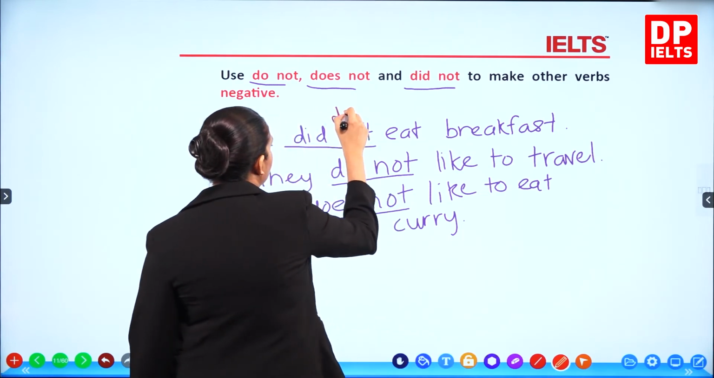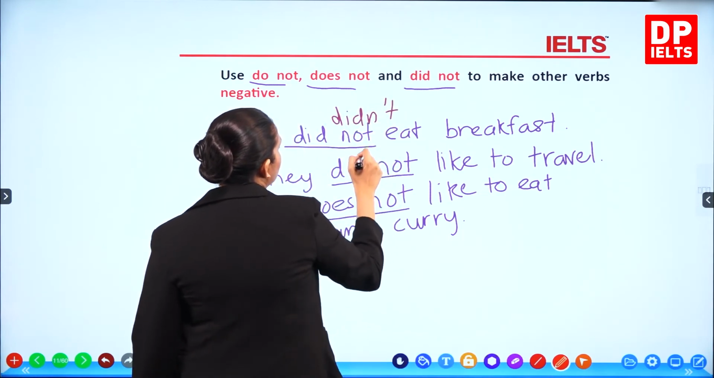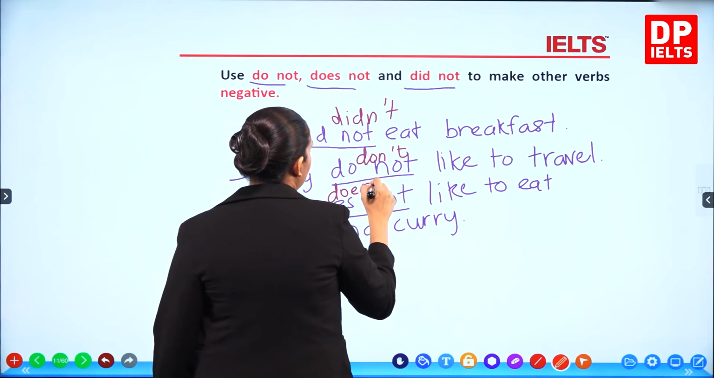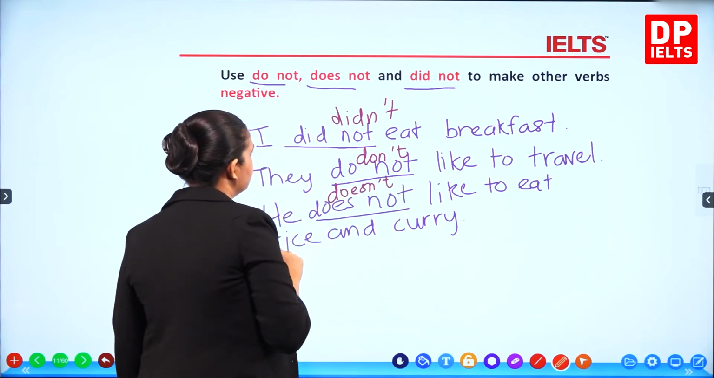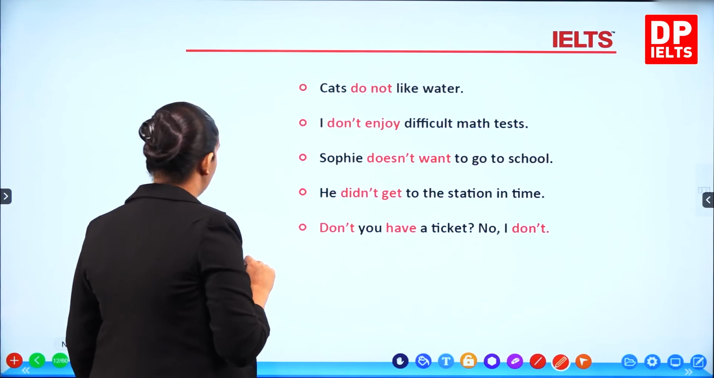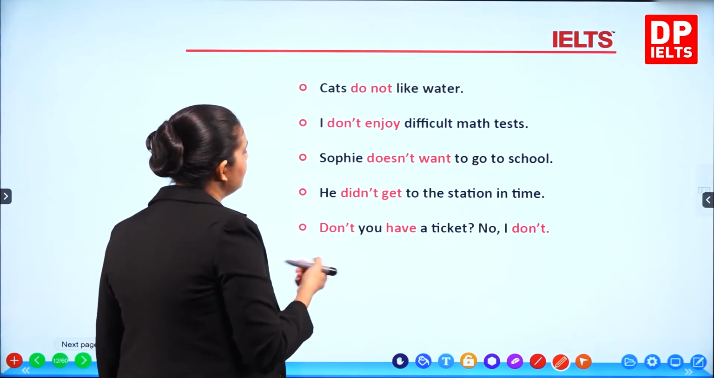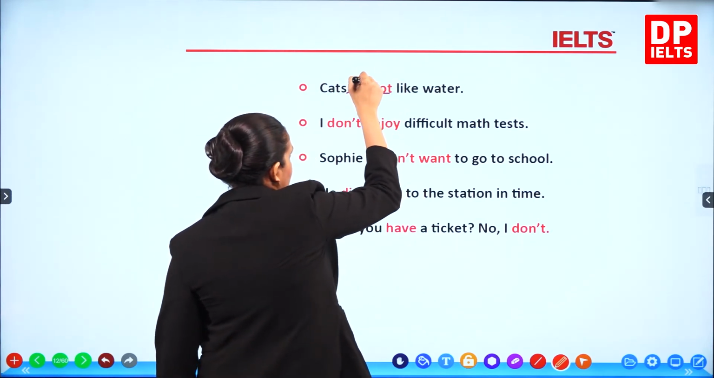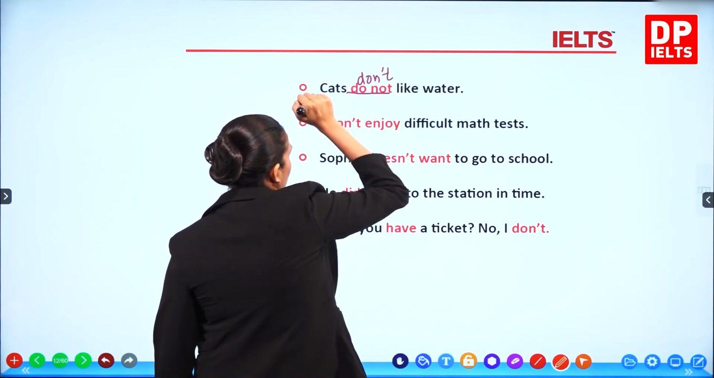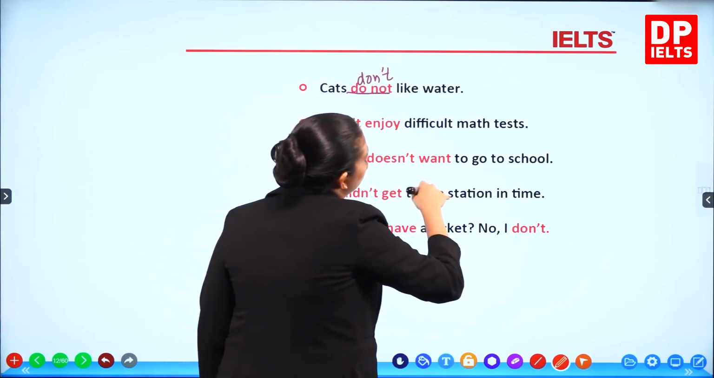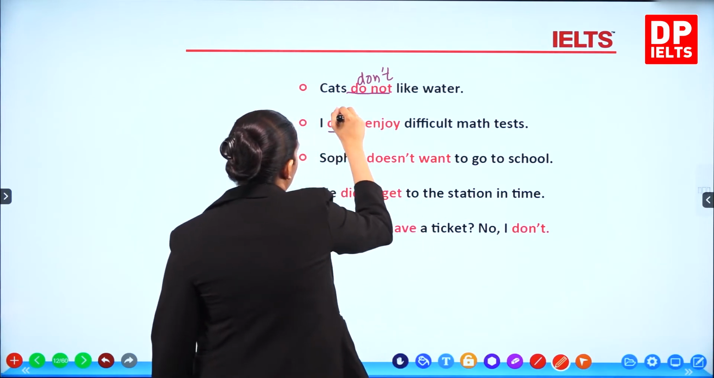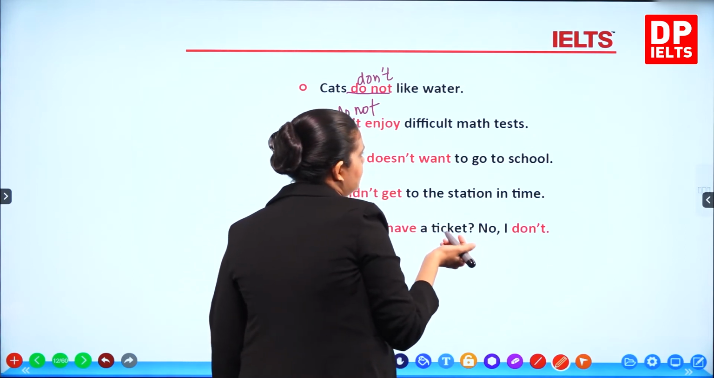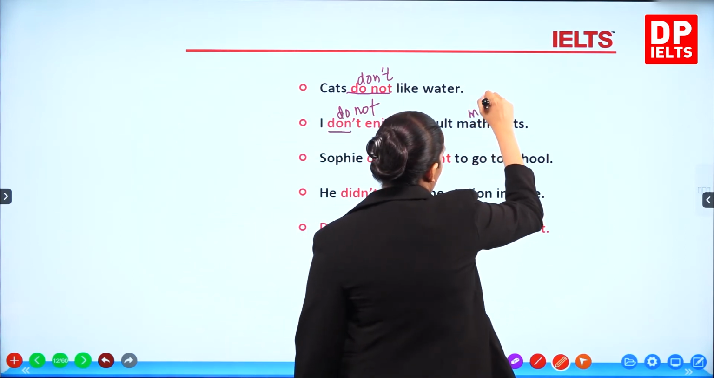Did not, didn't, do not, don't, does not, doesn't. Right? All right. So, let's have a look at it more in detail. Cats do not like water. So, you can say cats don't like water. I don't enjoy difficult math tests. So, you can say I do not enjoy difficult math tests. Math actually means mathematics.